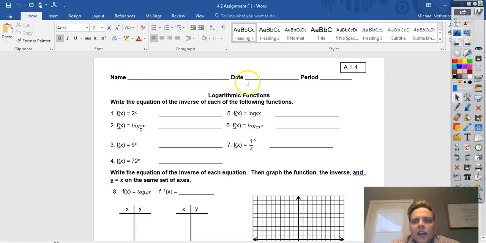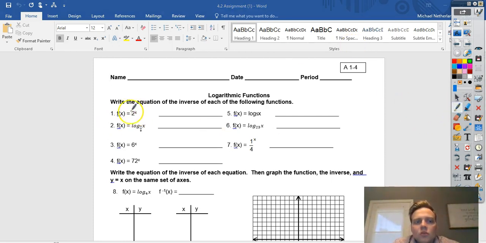Hey guys, today I'm just going to go over the intro to logarithmic functions. Something important to note: logarithmic functions and exponential functions are inverses of one another. So if you take the inverse of an exponential function, something like 2 raised to the x, you should get a logarithmic function.